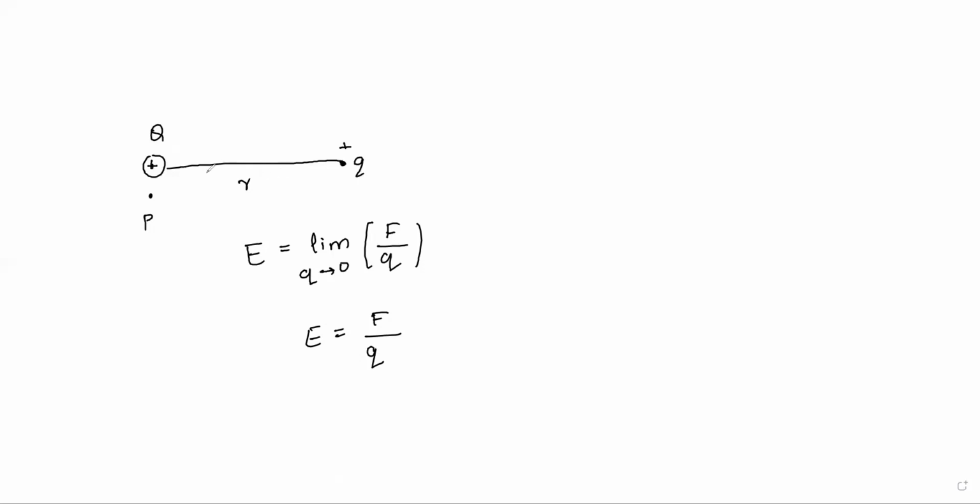Now if we want to consider the distance between them, how can we write this expression? If we are considering the distance between them, that is r, then it can be written as E_r is equal to F_r by q, where r is the distance between two charges. Now write the expression, Coulomb's expression. What will happen? 1 by 4 pi epsilon naught, right?